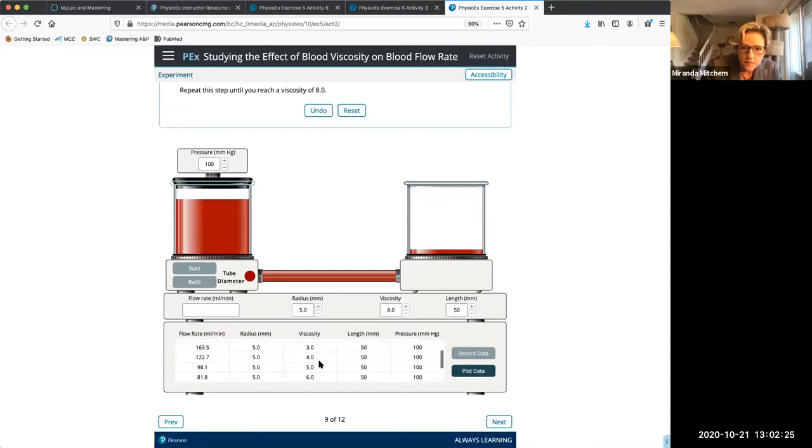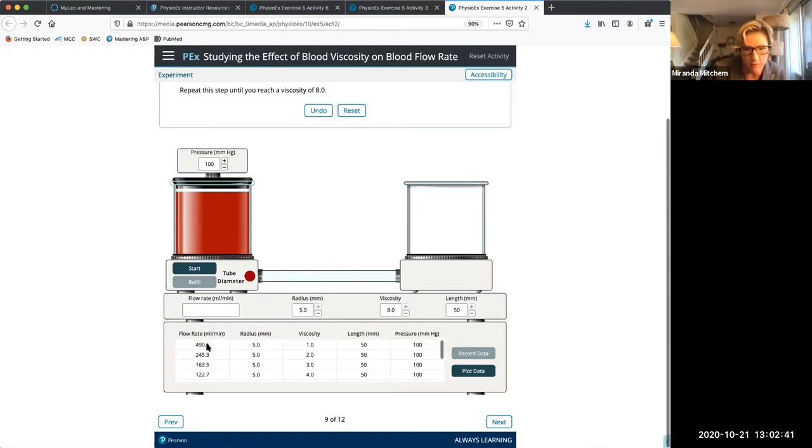Okay, so let's look at these. So from 4, we're at 122.7 mils per minute. And now it's slowing down, but the increments are not nearly as wide as we saw up top, right? We went from 490 to 245. That's a pretty big drop. Now we're going from 70 to 61. So it's not a linear relationship here either.